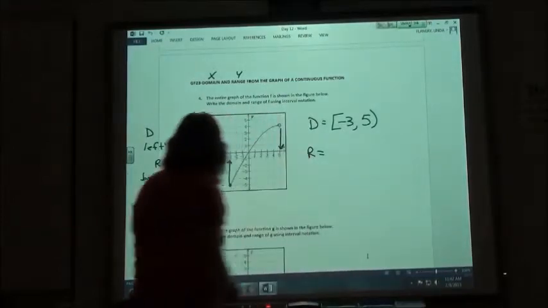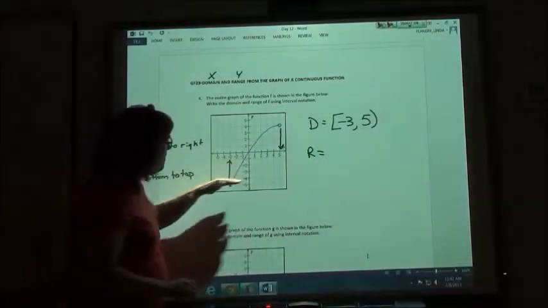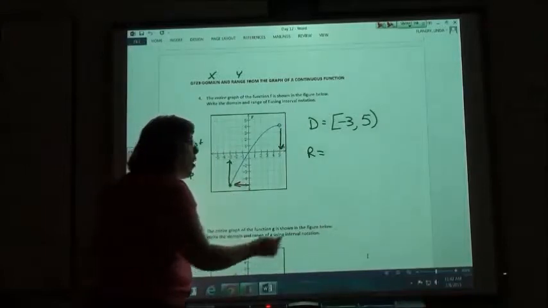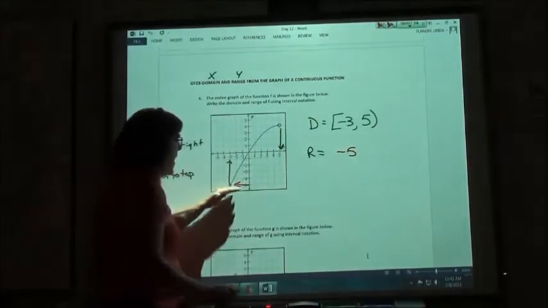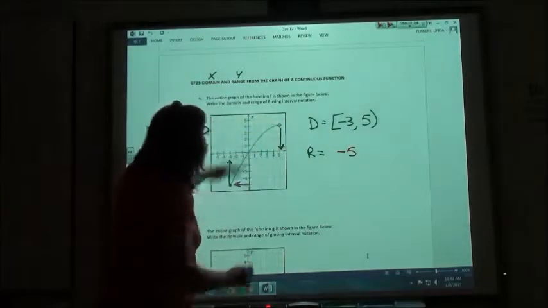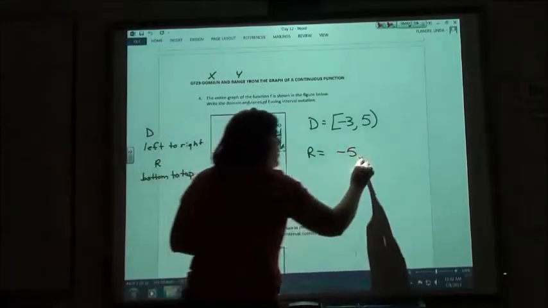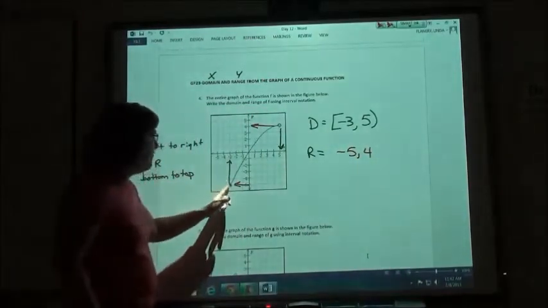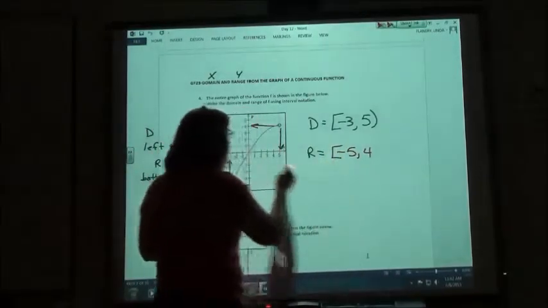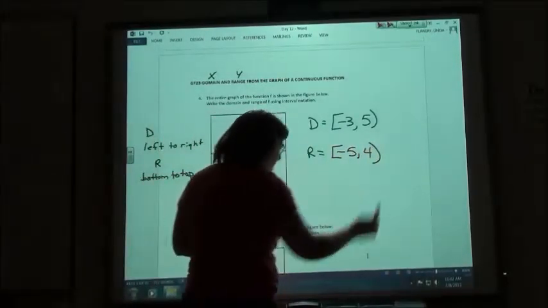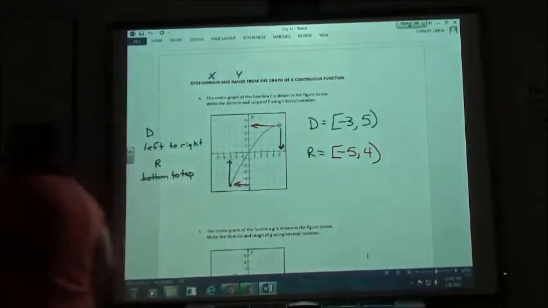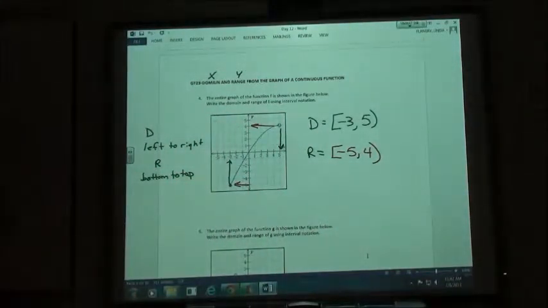For my range, I'm looking at the bottommost point right here, which is at y equals -5. And my graph is continuous, and my highest point has a y value of 4. The -5 we are touching is going to have a bracket. The 4 has the open circle, is going to have a parenthesis. So when you're thinking about domain and range, domain you want to go from the farthest left point to the farthest right point on your x-axis. Range you want to go from the bottom point to the top point.